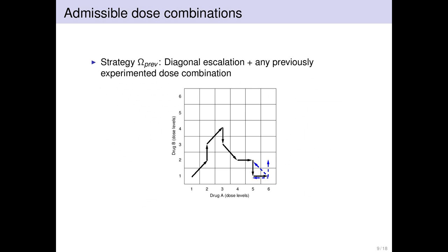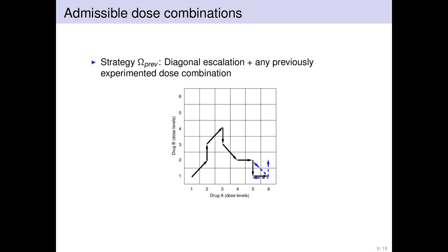A third strategy is to allow diagonal escalation, so allow us to go to any neighbouring dose combination, but also allow us to go to any previously experimented dose combination. So this plot here, the black lines show where we were before, and so we were currently maybe at the bottom right of this grid, but not only are we allowed to go to any neighbouring combination, but also allowed to go back to any previously experimented combination.